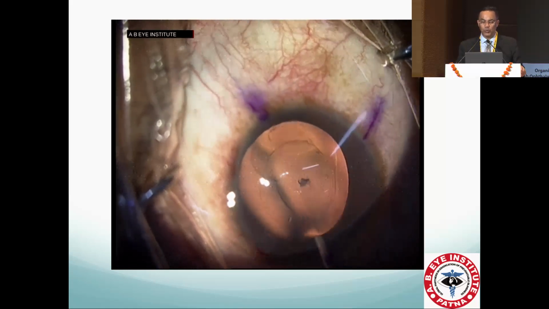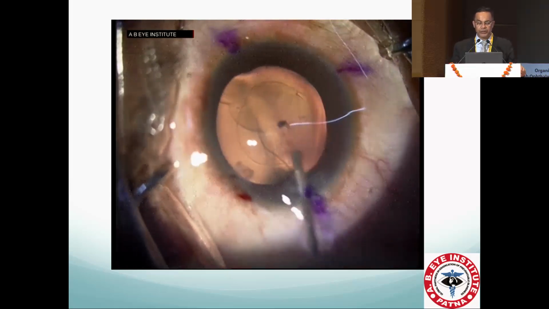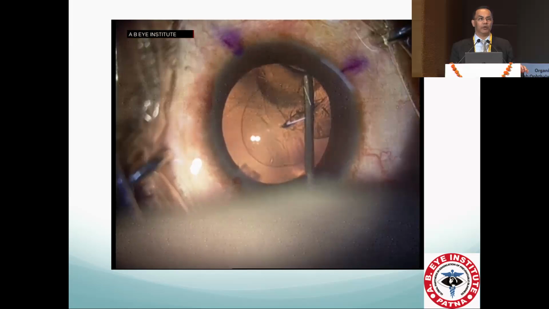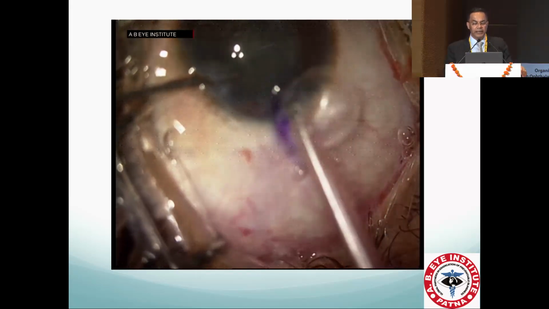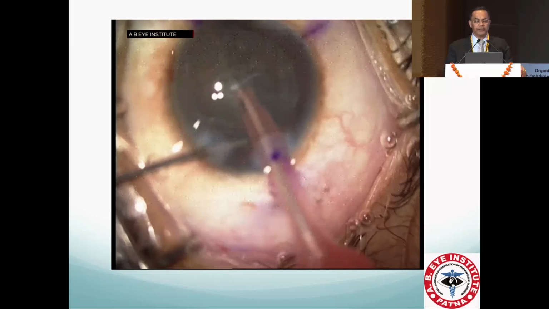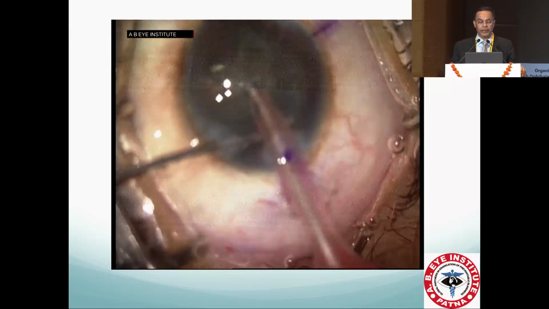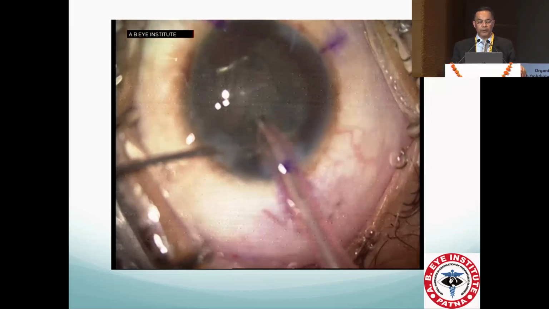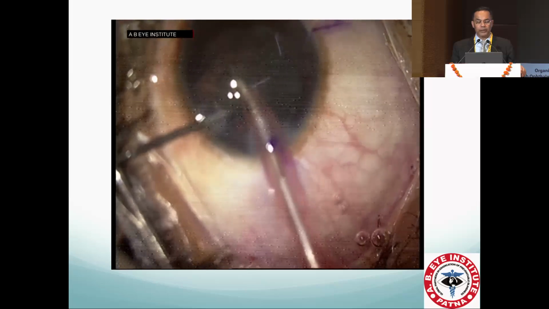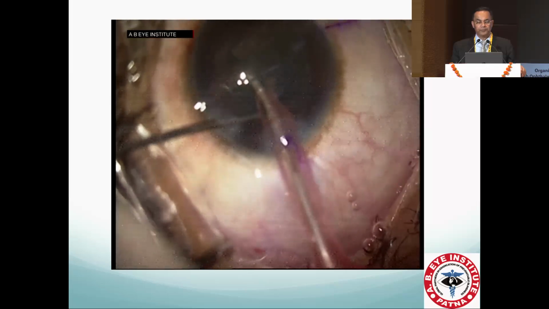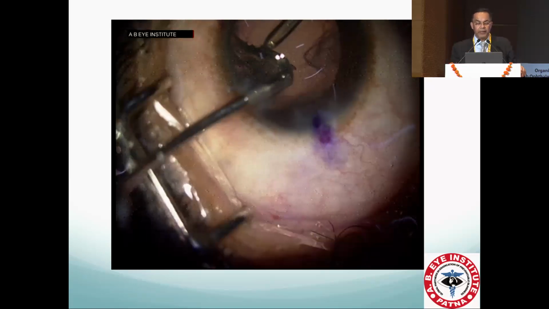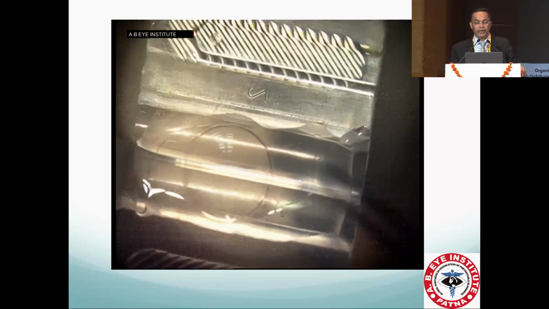You go ahead and do the hydrodissection, and you cannot afford to have a complication in such cases. So the nucleus is hardly there, so you just have to remove the cortex. You can use your phaco probe also to remove all the cortex which is there. And once you have done that, then you go ahead and implant.